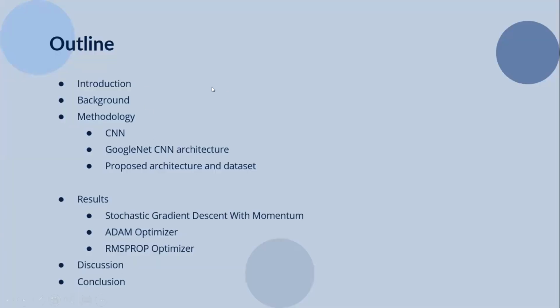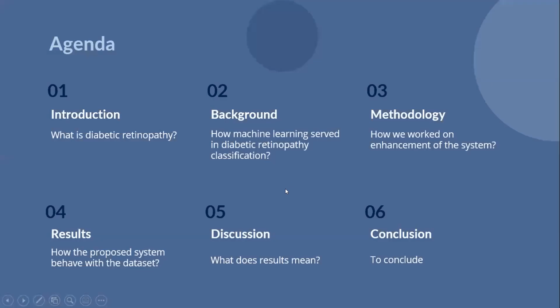Slide outline: it contains introduction, background, methodology, results, discussion, and conclusion. In the agenda slide: what is diabetic retinopathy? How machine learning served in diabetic retinopathy classification? How we worked on enhancement of the system? How does the proposed system behave with the dataset? What do the results mean? And conclusion.